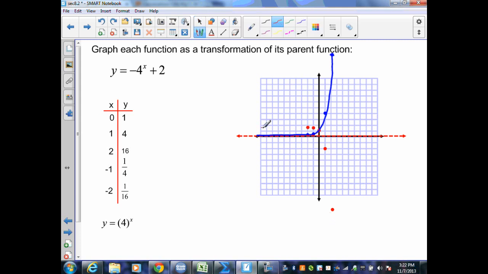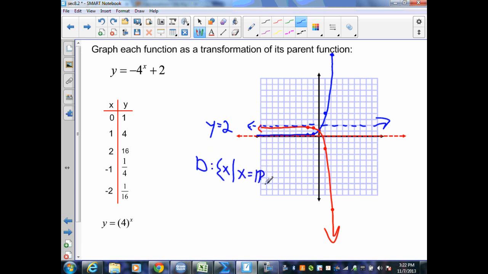Then I'm going to connect those points. And my red function is going to be my new function created by translating the parent function with an asymptote at 2, with a domain of all real numbers and a range where y is less than 2.